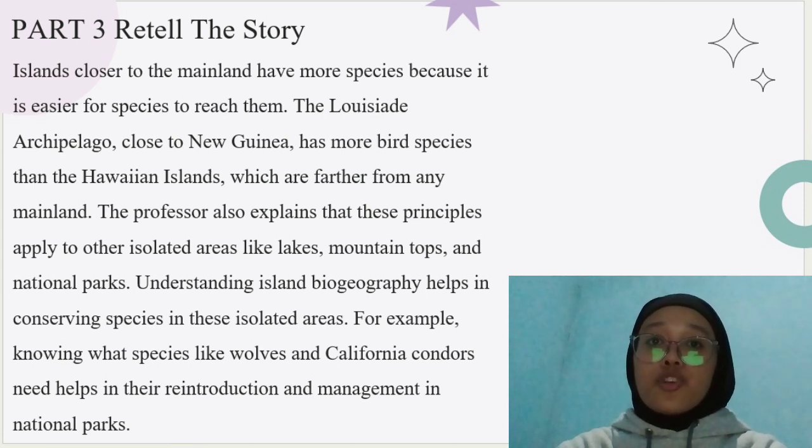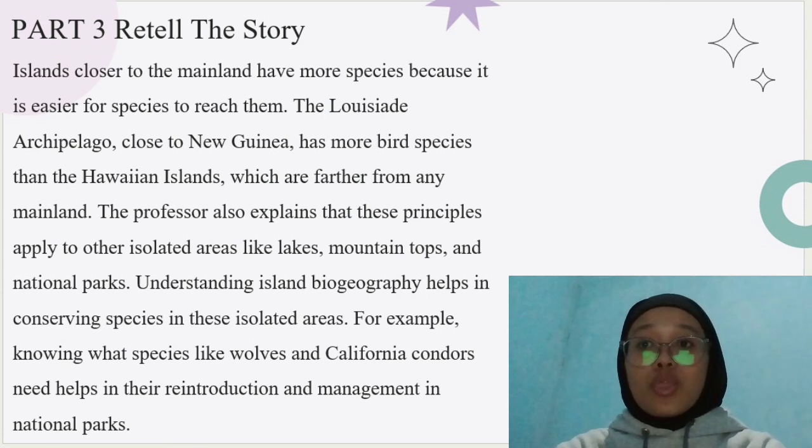Understanding island biogeography helps in conserving species in these isolated areas. For example, knowing what species like wolves and California condors need helps in their reintroduction and management in national parks.